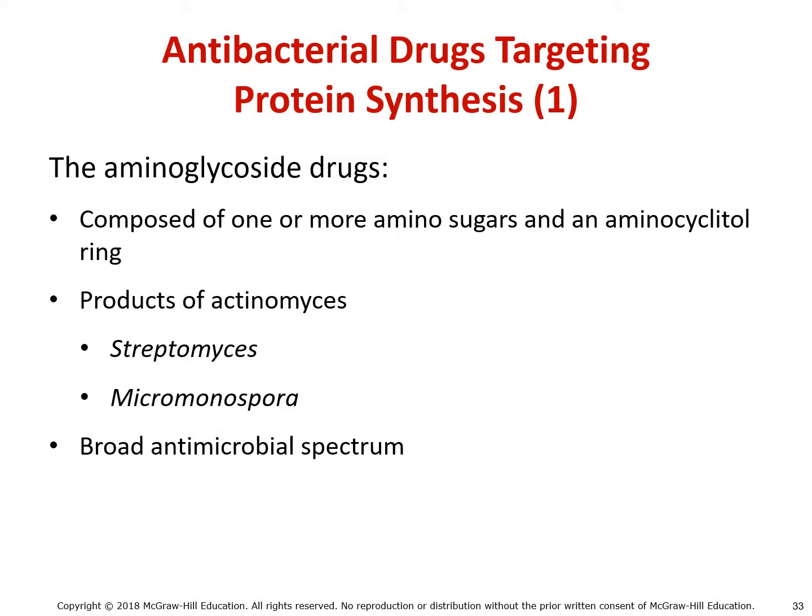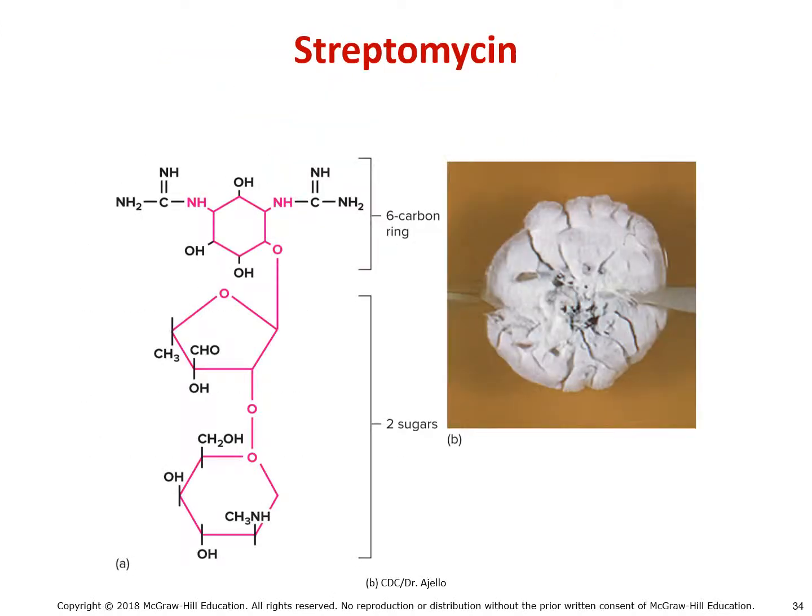So notice now we're shifting our target. Now we're going to talk about families of drugs that target protein synthesis. One of the first ones here is aminoglycosides. Aminoglycosides target protein synthesis. So here's an example of streptomycin. Don't memorize these structures, they're not important. Just know streptomycin is part of a family of drugs that targets protein synthesis.